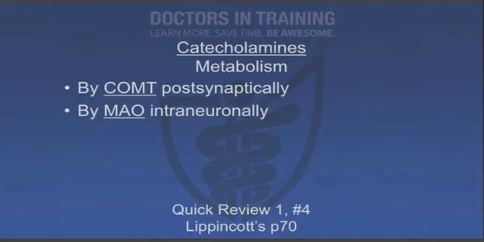Next question. How are catecholamines metabolized? Well, we talked about this early in the lecture, but COMT is in that synaptic area, so postsynaptically, that norepinephrine can be broken down. And then think of MAO. So MAO will break down your catecholamines intraneuronally. So inside the neuron, that MAO is working, and that's why when we have MAO inhibitors, you're going to have an increased concentration of those catecholamines.